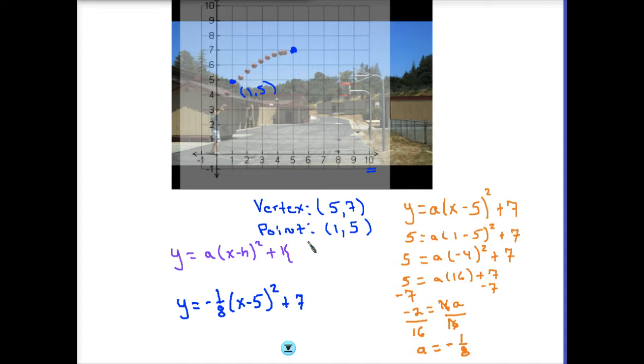And that's the equation of this parabola. It models this contextual scenario. Okay, let's try a couple more.